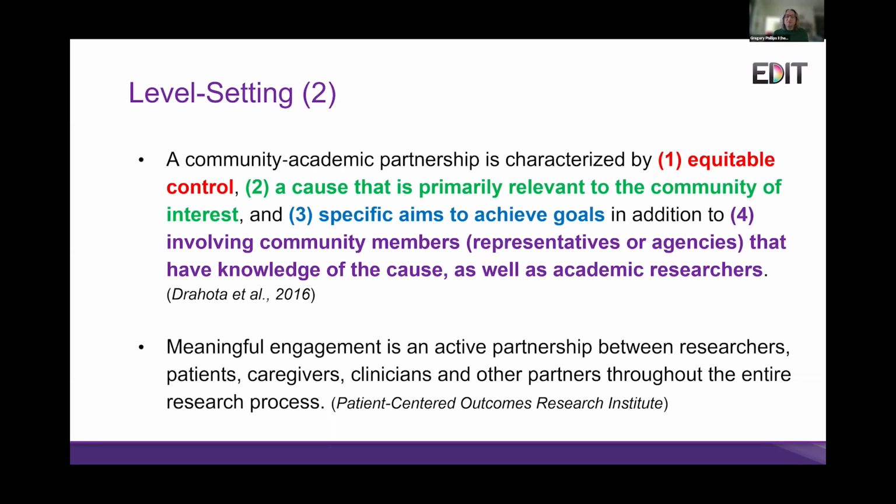To get there, based on what PCORI, or the Patient-Centered Outcomes Research Institute, says, meaningful engagement is an active partnership between researchers, patients, caregivers, clinicians, and other partners throughout the entire research process. We'll be coming back to the topic of community engagement throughout this talk, and want to just emphasize that this is an ongoing process and one that should start well before a grant proposal is written and should last well after the grant ends.